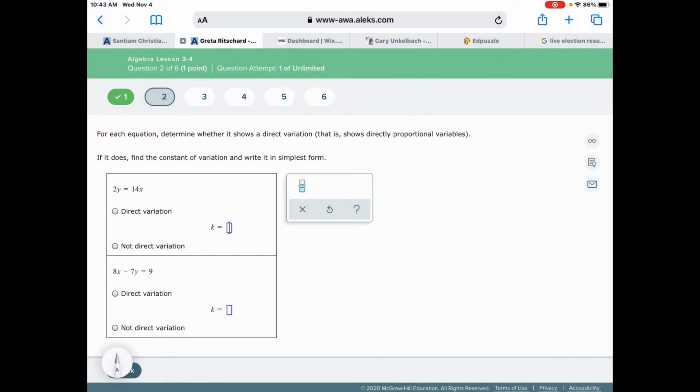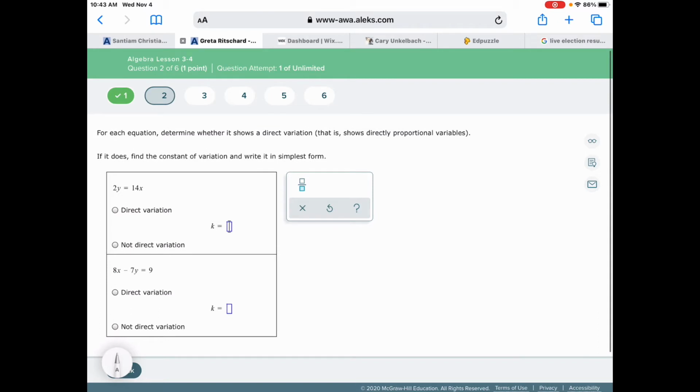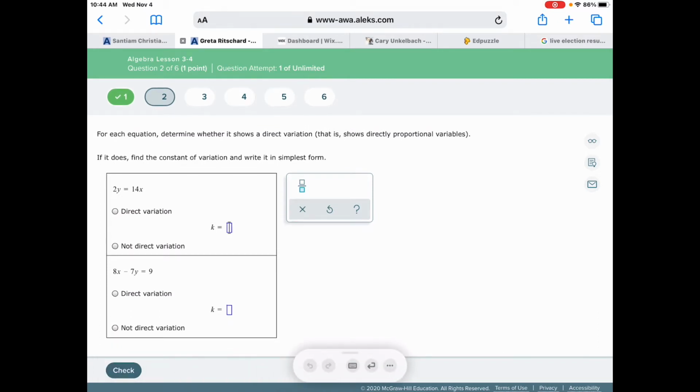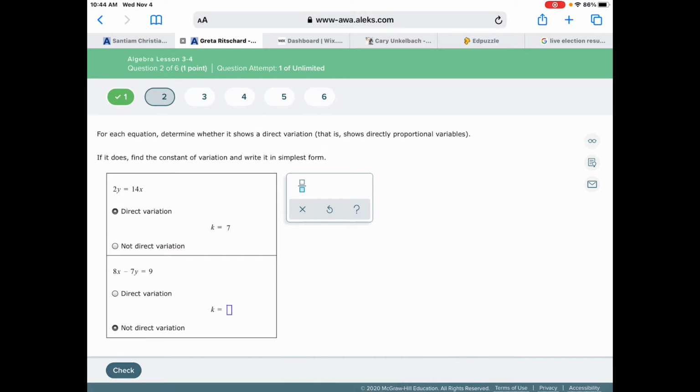So this one is 7. Oh, okay, hang on. Let's see if it'll actually do it. 7. And it's going to make me type it. Okay, and this one is not a direct variation. Check.